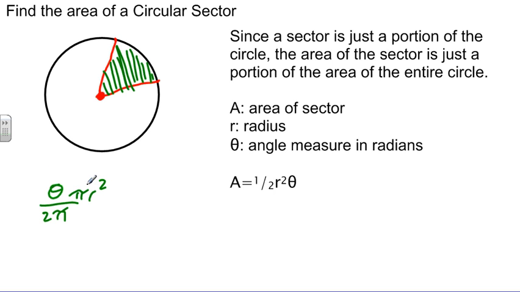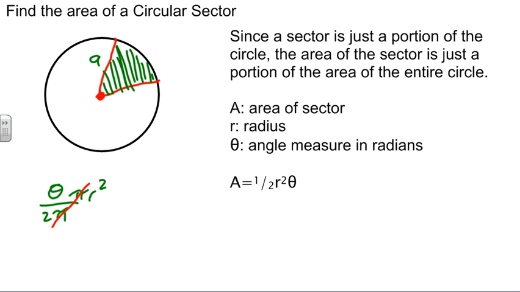And if you simplified this, pi would cancel, so it would be radians times radius squared over 2, which is radius squared times radians over 2, or times a half, same thing. So that's where the formula comes from.